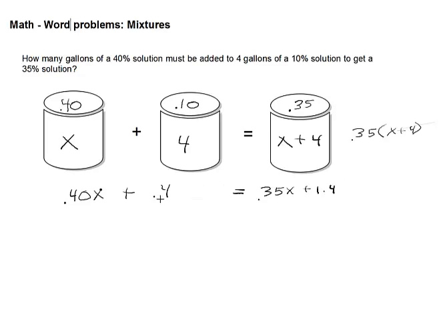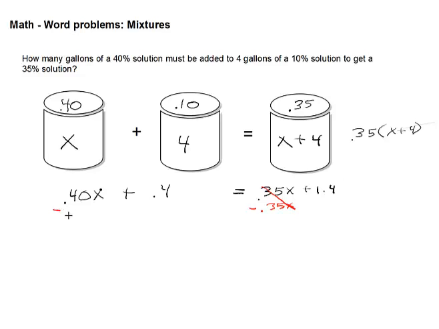So we want to get our x's on one side and our numbers on the other. In order to do that, I'm going to move the 0.35X over here. So we do the opposite, we're going to subtract: minus 0.35X. And these two will cancel because one's positive and one's negative, and when you add them together, it gives you 0. So these would cancel. And what you do to one side, you have to do to the other side.